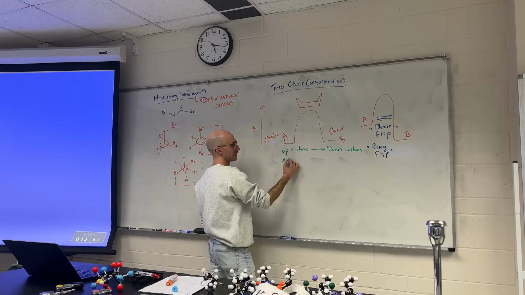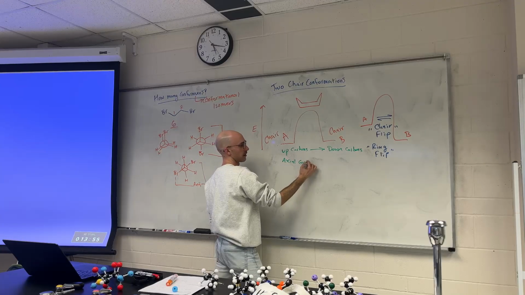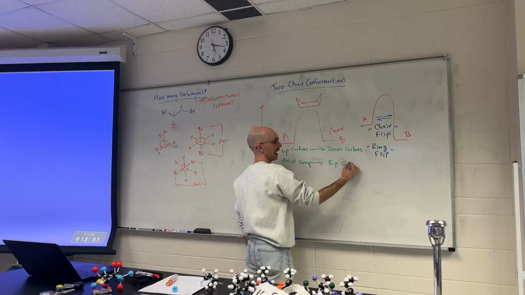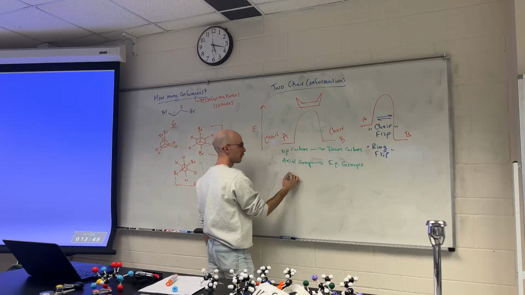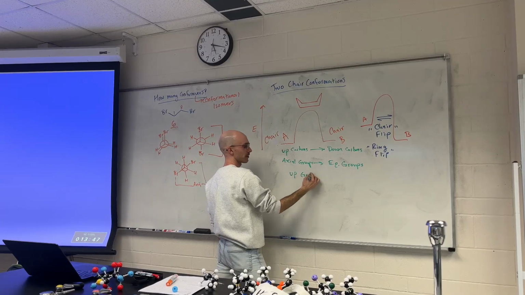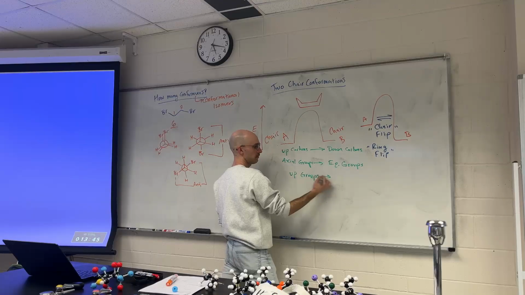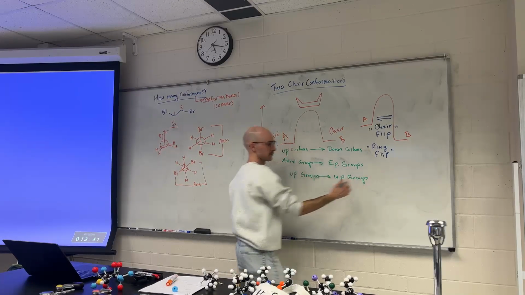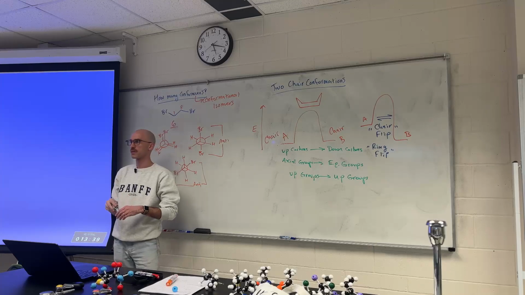We see axial groups become equatorial groups and vice versa. But we see up groups stay up. Down groups stay down.